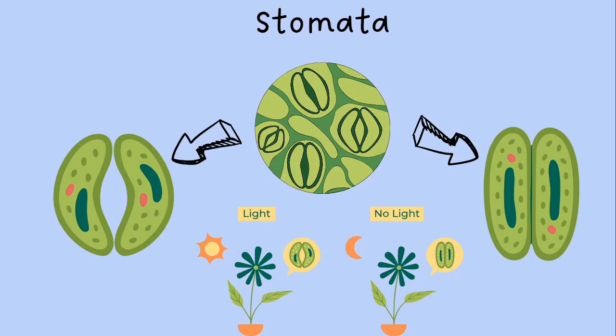So these sugars accumulate in guard cells, which now become hypertonic.